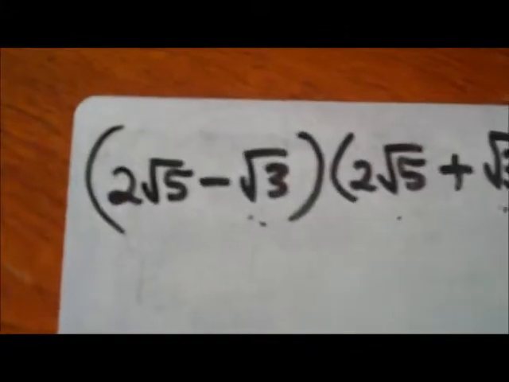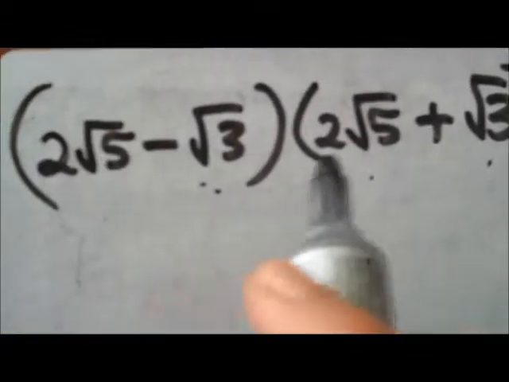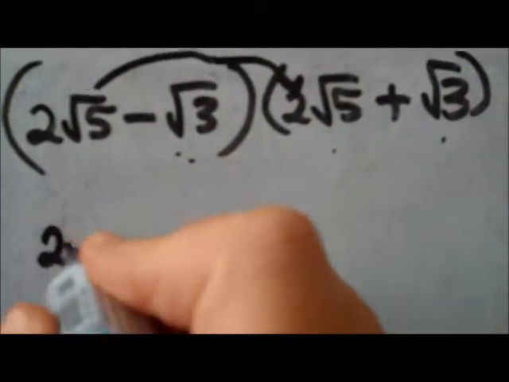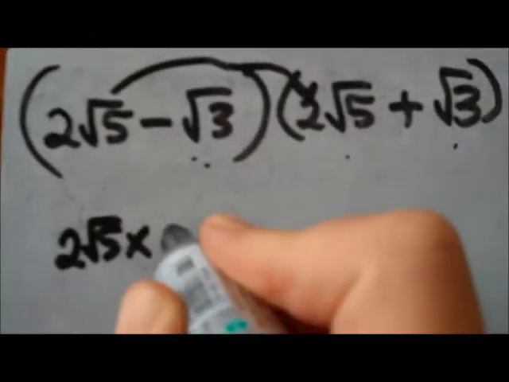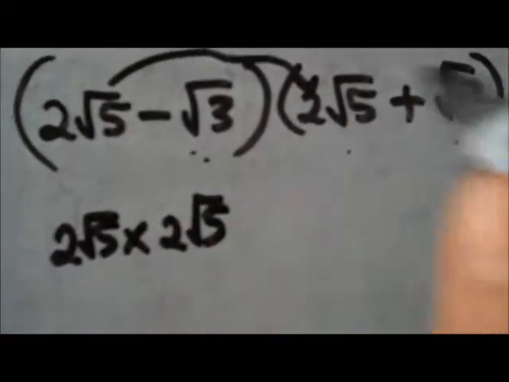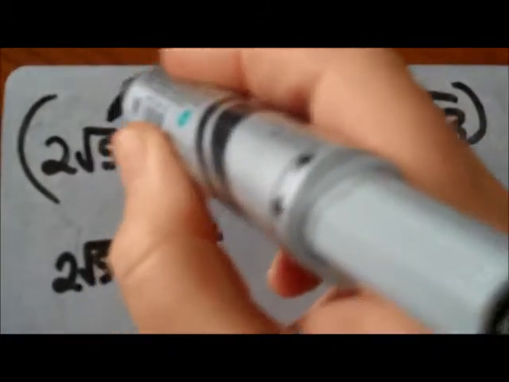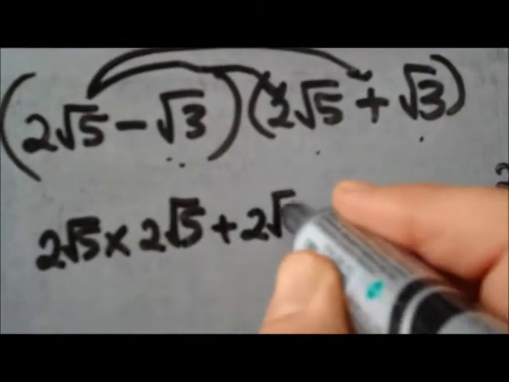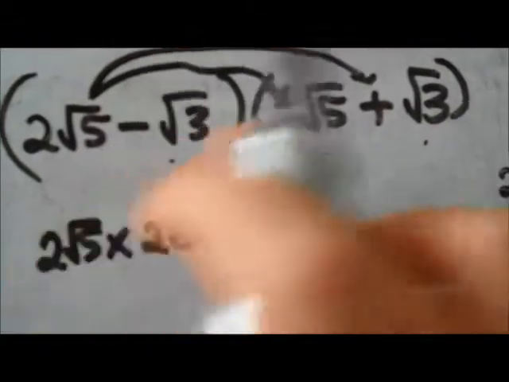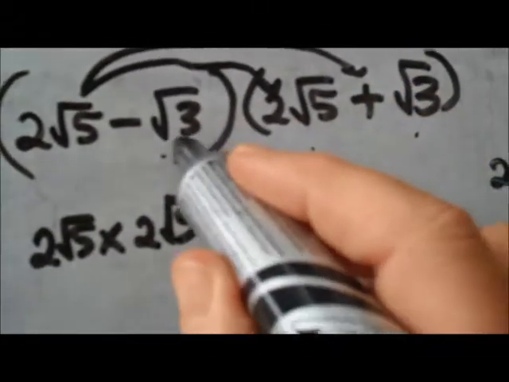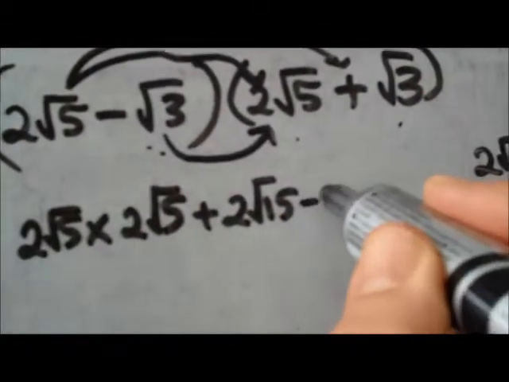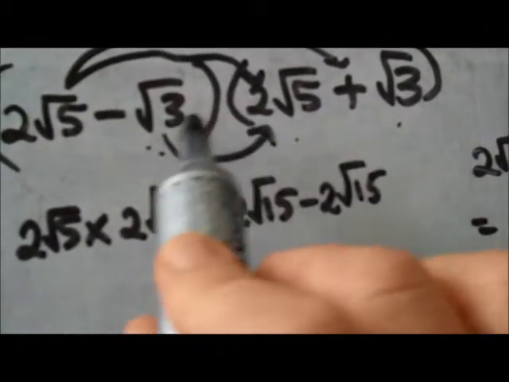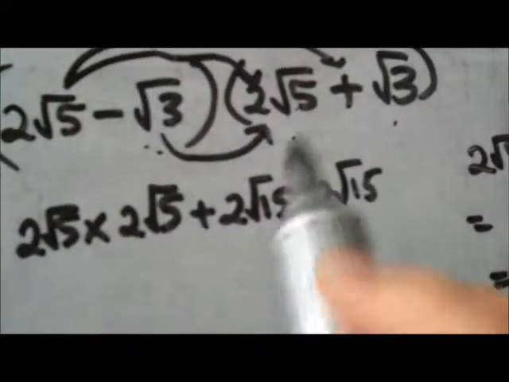So let's go back up here. The first one I've got is going to be this multiplied by this one. So 2 root 5 times 2 root 5. The next one is going to be plus 2 root 15, because 5 times 3 is 15. Now I'm going to get minus 2 root 15, because 3 times 5 is 15 again.